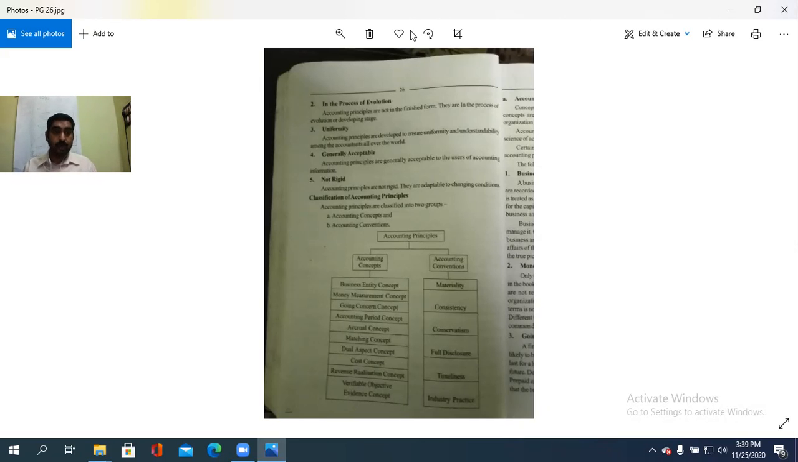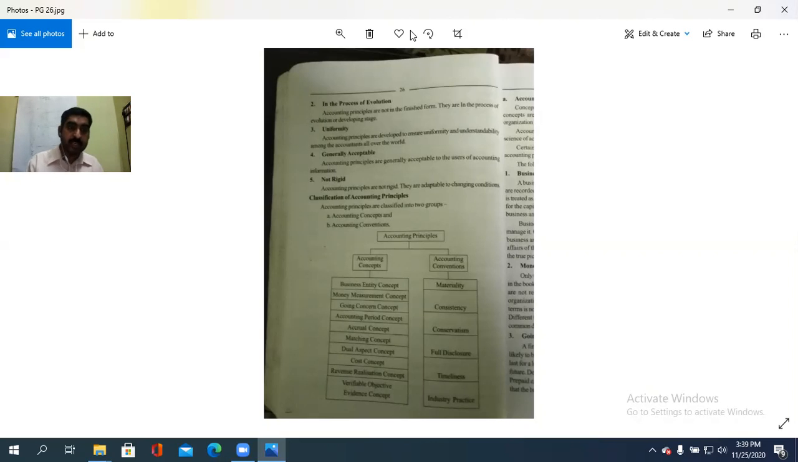Then realizing the revenue means the income generated is to be assessed. That is the revenue realization concept. And the last one, the verifiable objective evidence concept, acts as evidence for a court of law or for other purposes. These are the concepts with regard to accounting.